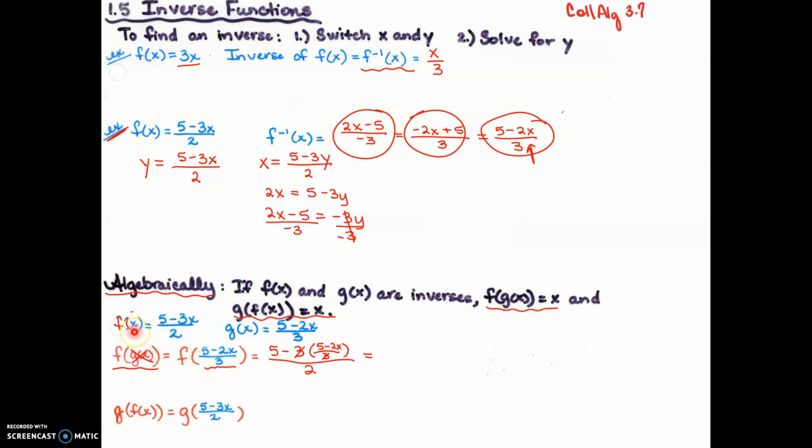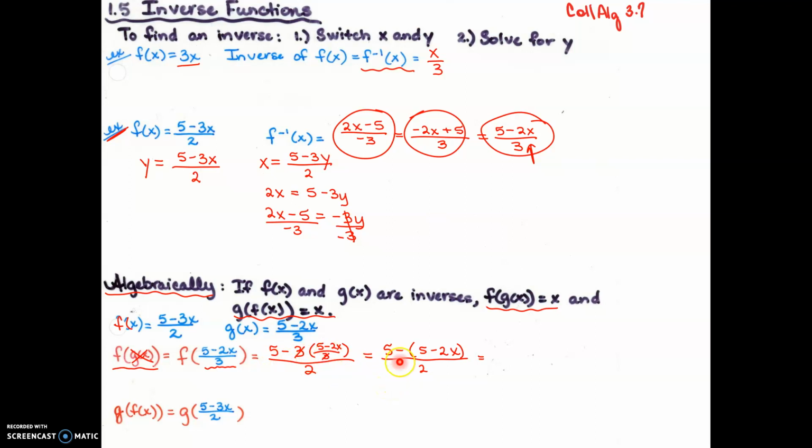So we're going to put the fraction in the place of x. So 5 minus 3 times the fraction over 2. All right, so immediately we notice that these 3's will drop each other out. And so we're just left with 5 minus the quantity 5 minus 2x over 2.